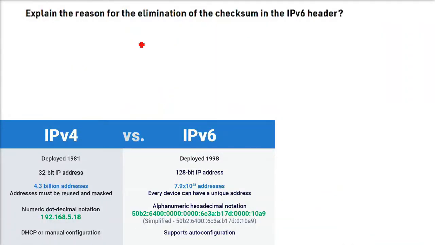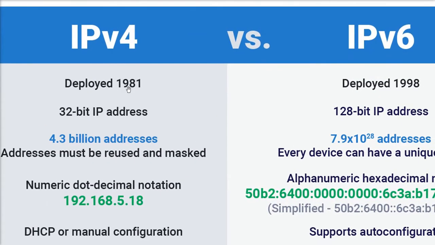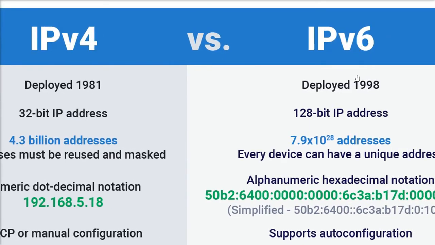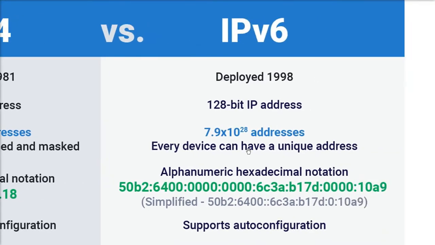Explain the reason for the elimination of checksum in the IPv6 header. So before we go ahead, let me tell you something about IPv4 and IPv6. IPv4 was deployed in 1981, while IPv6 was deployed in 1998. IPv4 is a 32-bit IP address. It is like this: four numbers of 8 bits, separated by dots. This is numeric dot decimal notation, and each has 8 bits maximum. So 4 times 8 is 32.